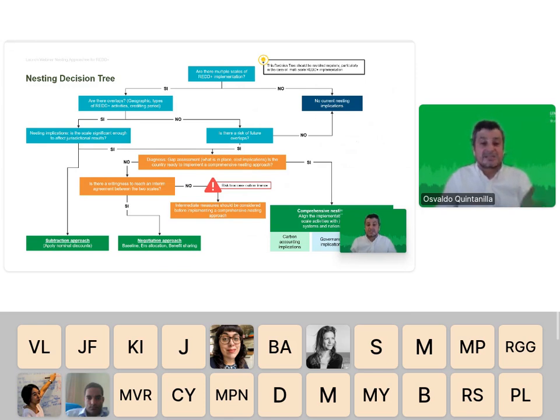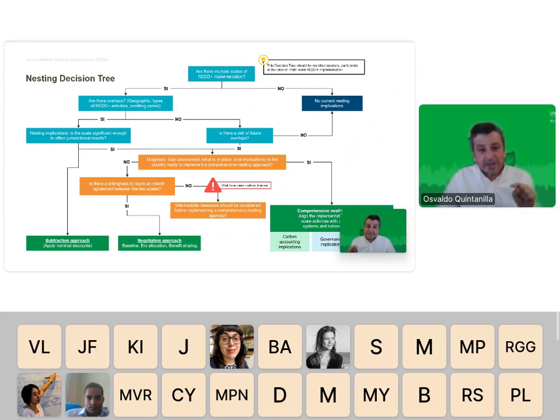If the country is not ready and there is a risk of losing access to carbon finance, intermediate measures like a moratorium on new projects or a temporary agreement should be considered. So we are talking about the orange rectangle below.